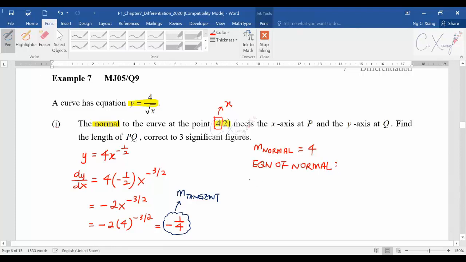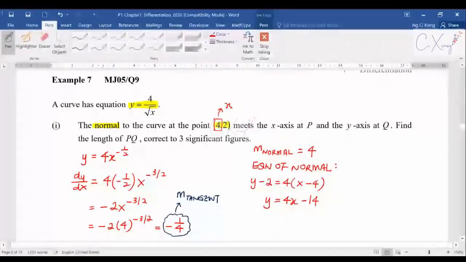Okay, so how can I form the equation of normal? y minus y1, which is the 2 given in the question, equals gradient times x minus x1, also given in the question, the x1 value is 4. Then if you simplify your equation of normal, you will get y equals 4x minus 14. Okay, so we are done for this part, the normal to the curve. So this is the equation of the normal.